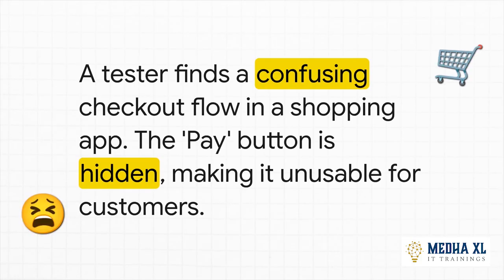Think about it like this. You're trying to buy something on a new app, but the Pay Now button is weirdly hidden at the bottom of the page, or the steps to enter your shipping address are totally backwards. An automated script might check that each button technically clicks, but a human tester will immediately say, whoa, this whole thing is a disaster for an actual user.